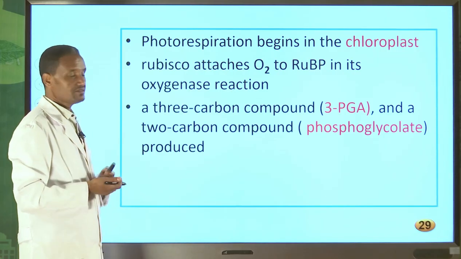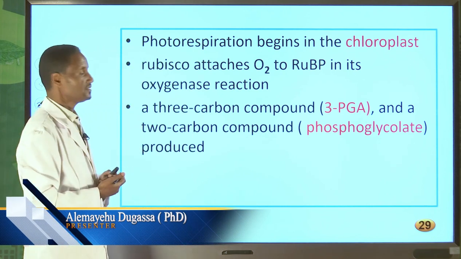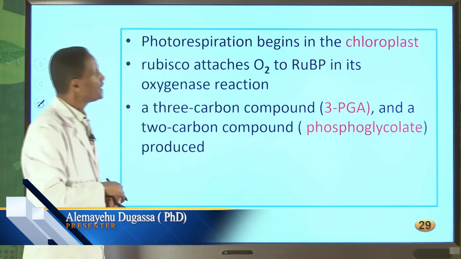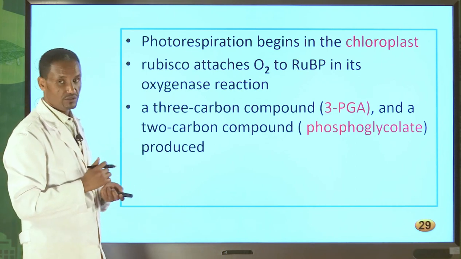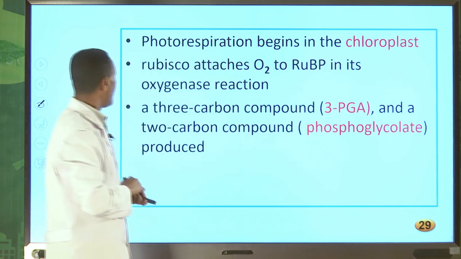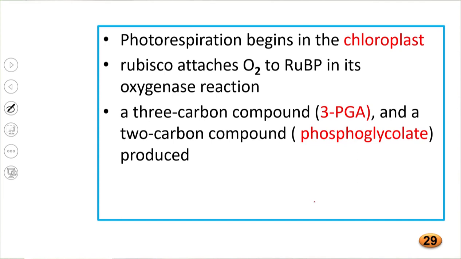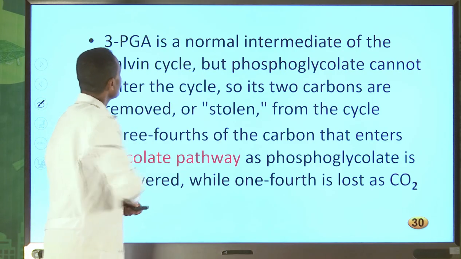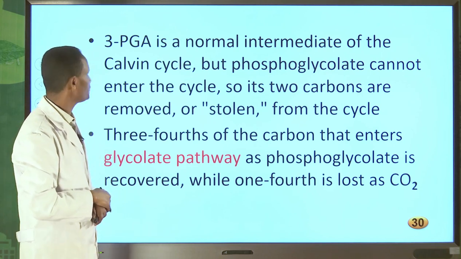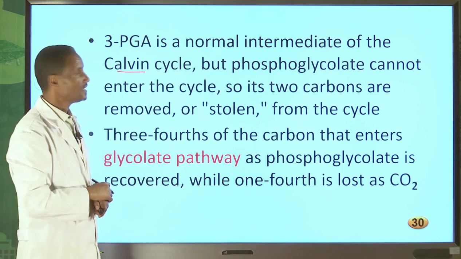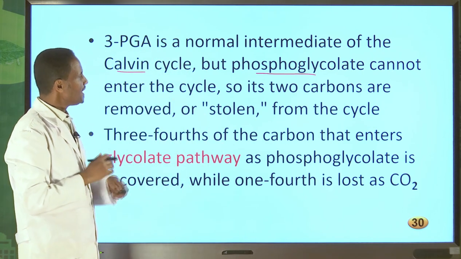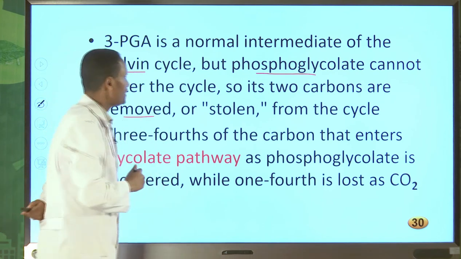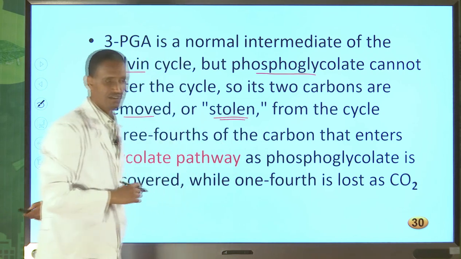Now, photorespiration begins in the chloroplast, where Rubisco attaches oxygen to ribulose bisphosphate in the oxygenase reaction. Here, a 3-carbon compound, phosphoglyceraldehyde, and a 2-carbon compound, phosphoglycolate, are produced by the enzyme Rubisco. The 3-phosphoglyceraldehyde is a normal intermediate of the Calvin cycle. But the phosphoglycolate cannot enter into the Calvin cycle, so 2 carbons are removed, or stolen, from the cycle.